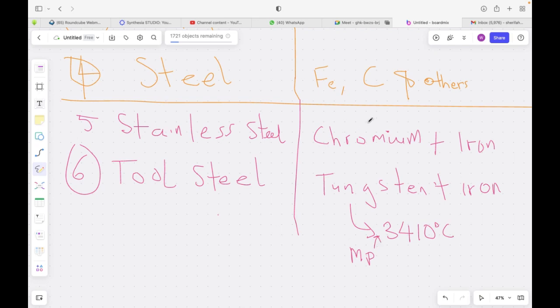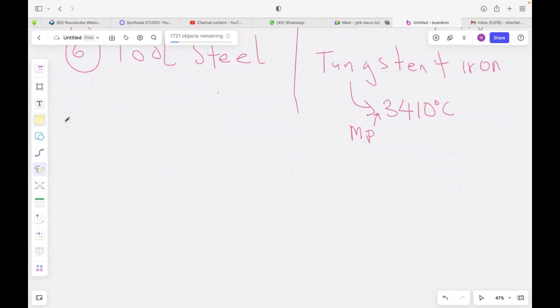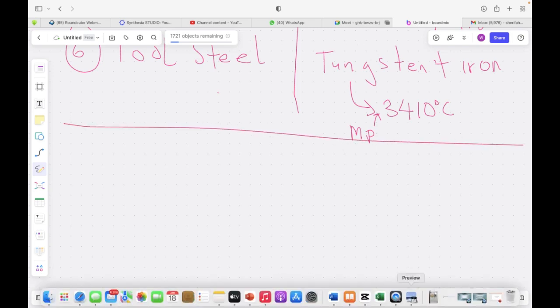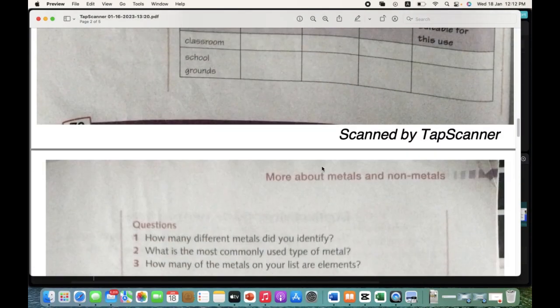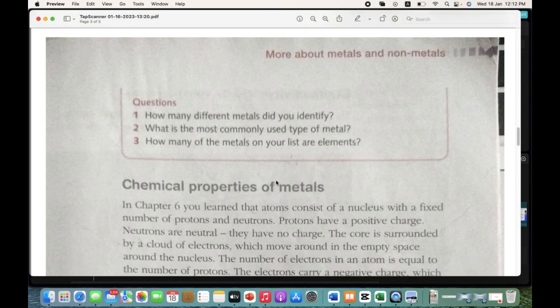Okay, now let's move on to the next one. Let's move on to the class. Okay. So you have some questions. How many different metals did you identify? And what is the most commonly used type of metal? Iron, right? One of the most commonly used types of metal is iron, right? How many of these metals on your list are elements? How many of them are elements?